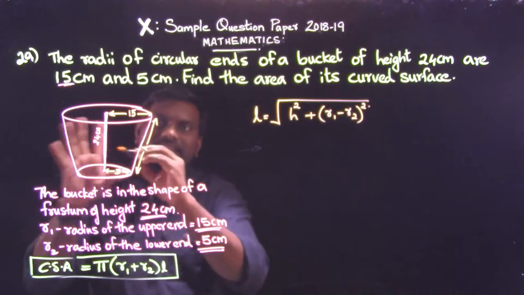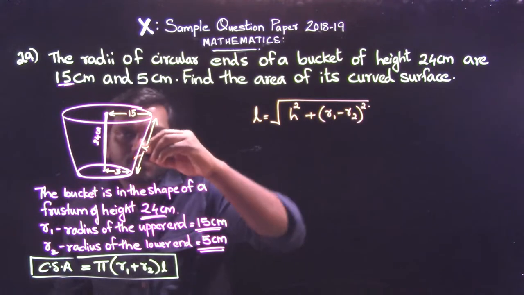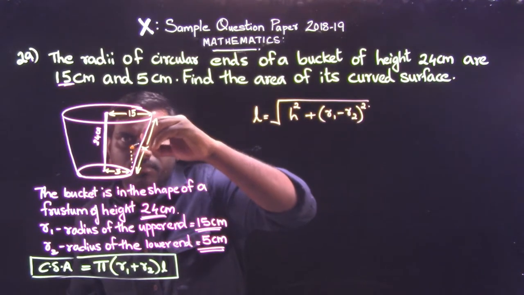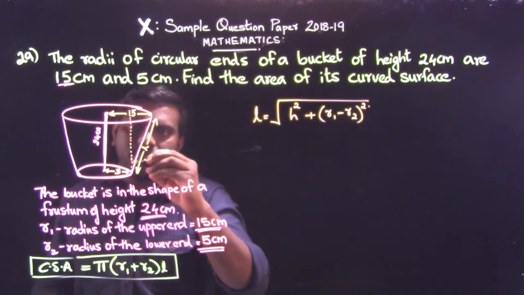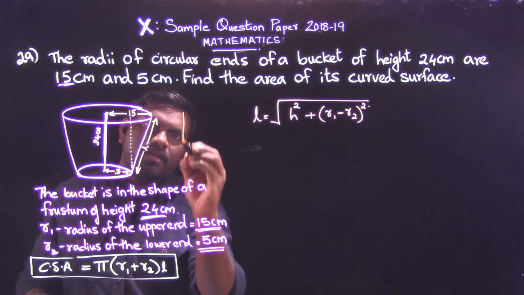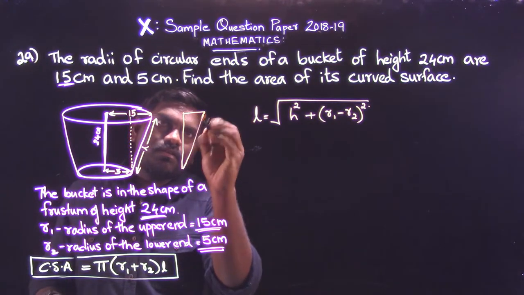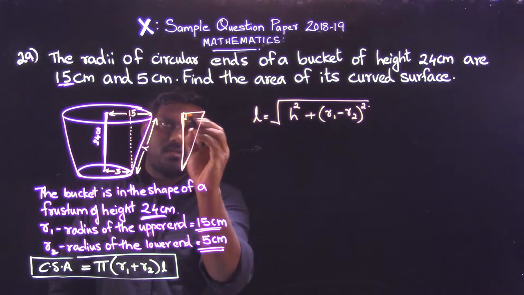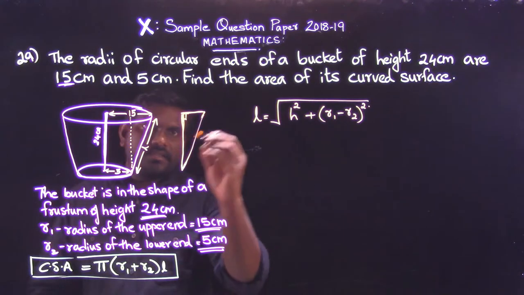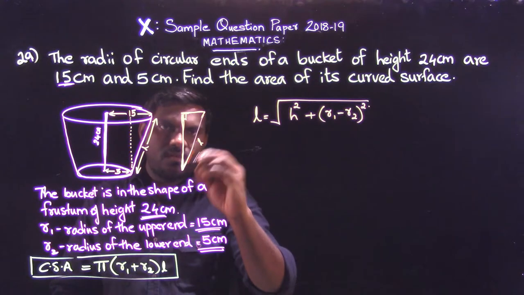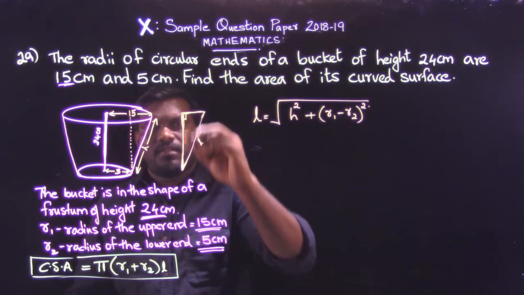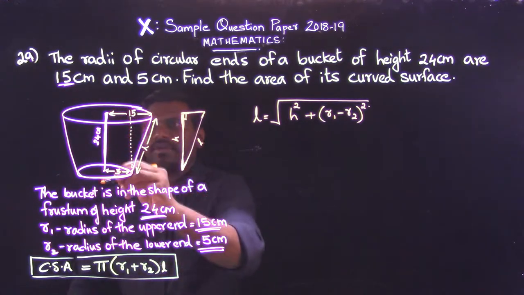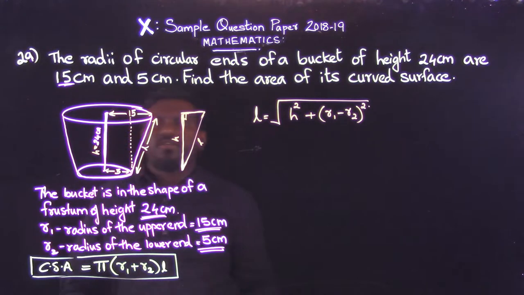If this one is clear, what I will do is mark dotted lines. If I draw a triangle from here like this, and I take the triangle all the way down here, this angle is 90 degrees, as you know. This is your L, and what is this height? This height is your h, we already marked it. It is 24, so h is equal to 24.